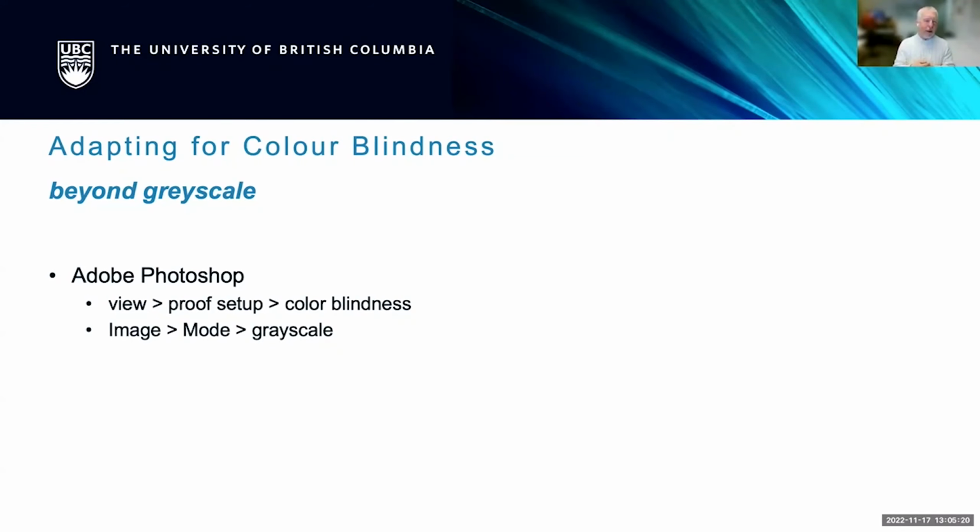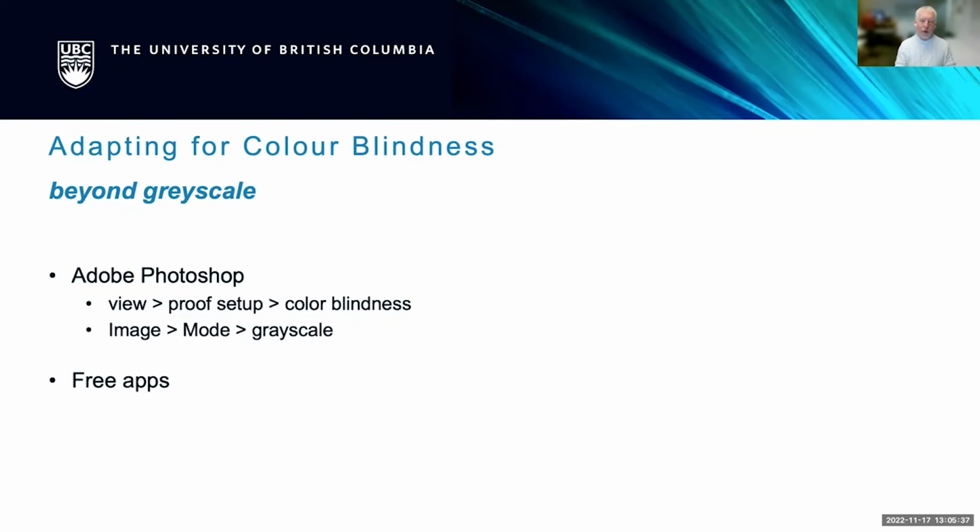It shows you the options. And then you can also look at it in grayscale in Photoshop. And Photoshop is free for staff and faculty at UBC. So that's one way to take a look. There's a lot of other free apps that I can't vouch for, but there are many online now that will show you your image as if you were different kinds of colorblind.